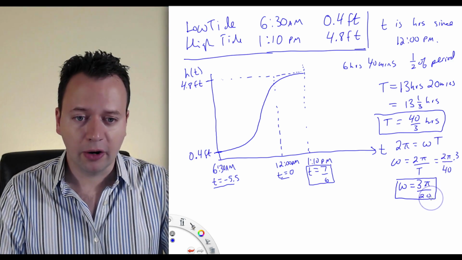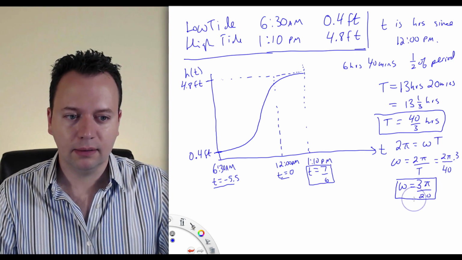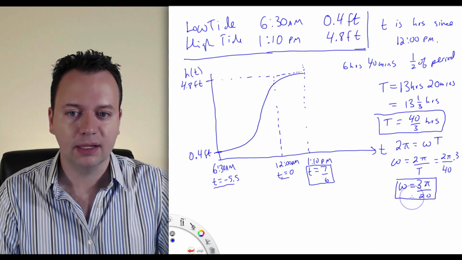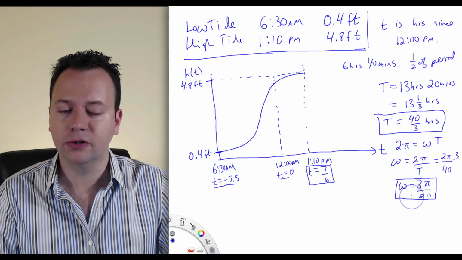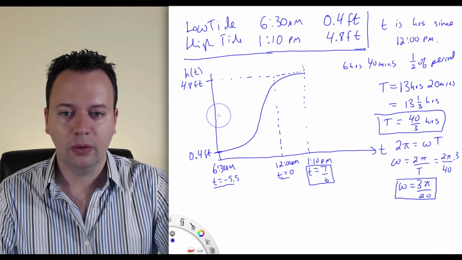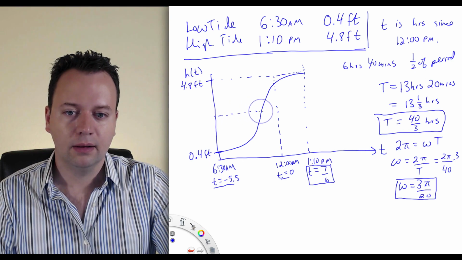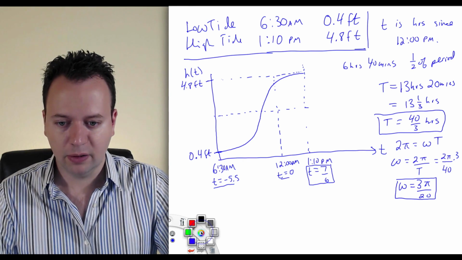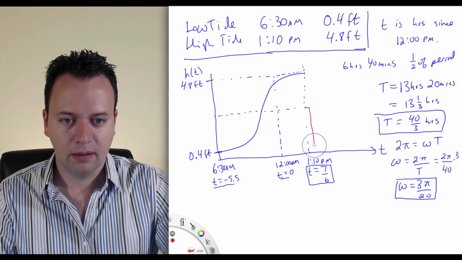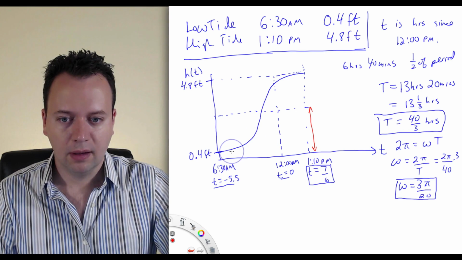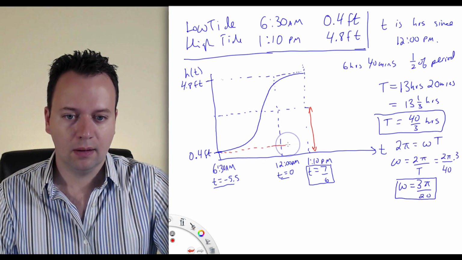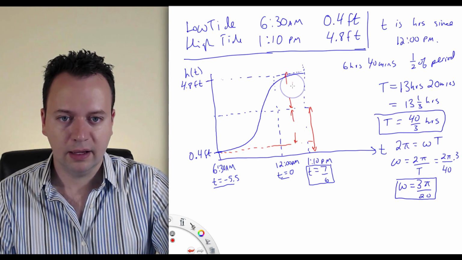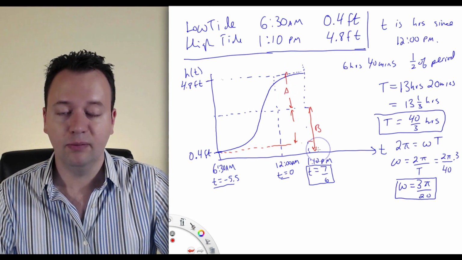So we're making some good progress here. Next, let's do the phase shift last, because that's probably the most complicated piece. The next two pieces are fairly easy. We want to look at the midline and the amplitude. So the midline is going to be right here, and the amplitude is going to be like that. The midline will be this length, and then the amplitude is that length. So that's the amplitude A, and then this is the midline B.